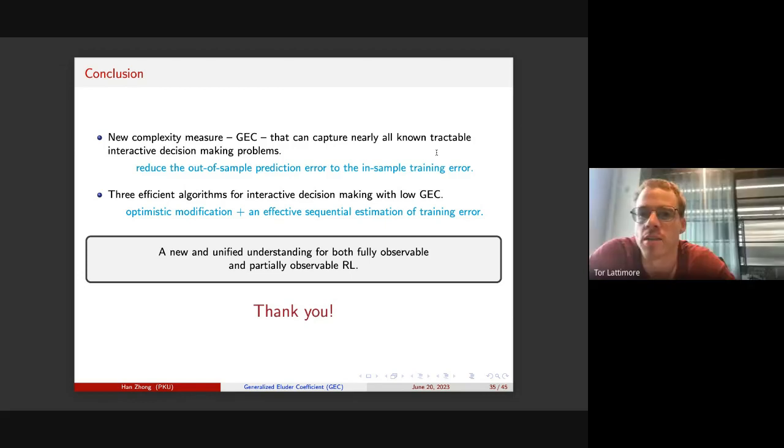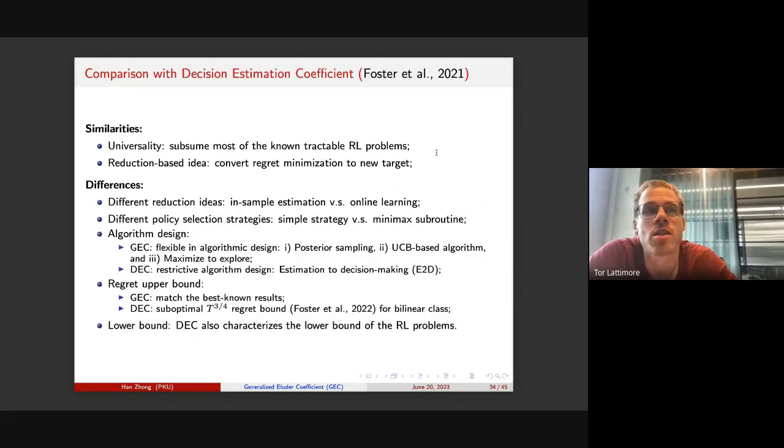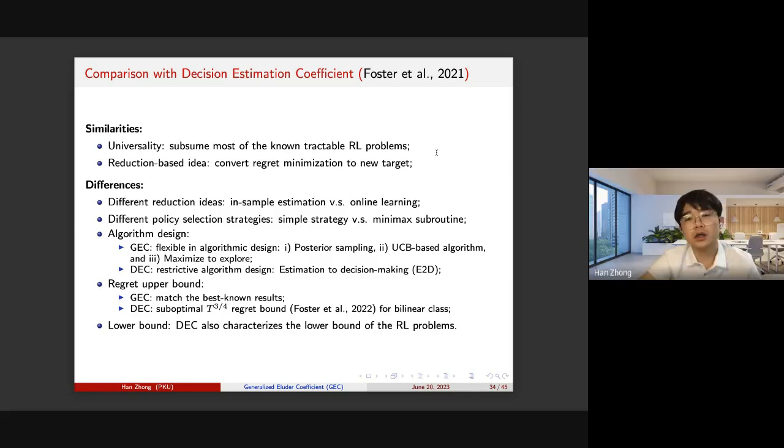Maybe I can get started. So on the previous slide about the DEC, is it not the case that actually we could have a better bound for bilinear classes for the DEC since they have lower bounds? Seems not.